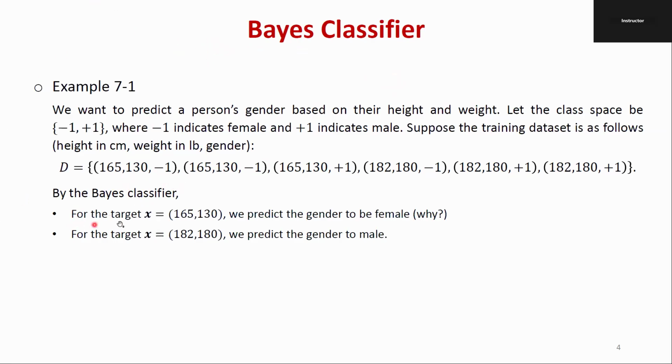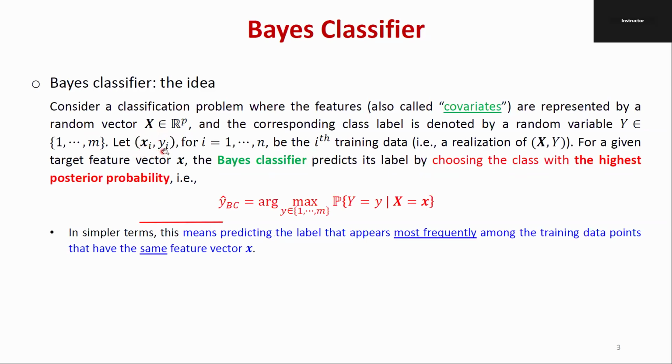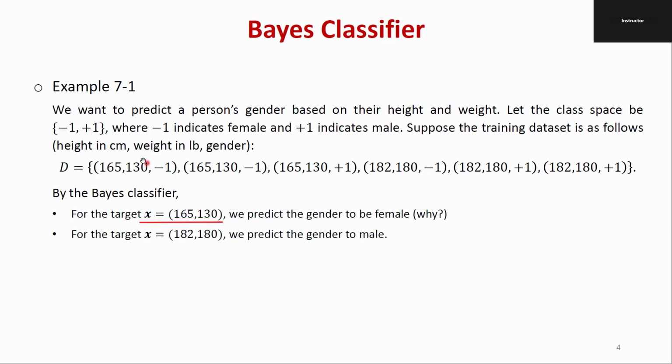Now suppose I have a target data, which is x equal to 165, 130. Pay attention: each training data should have a vector of x and a label of y. For example, the vector of x in the first data point is 165, 130, and the label y is -1, meaning female. Now I observe a new person whose height is 165 centimeters, which is approximately 5'3" to 5'5", and weight is 130 pounds. Question: what is the gender?